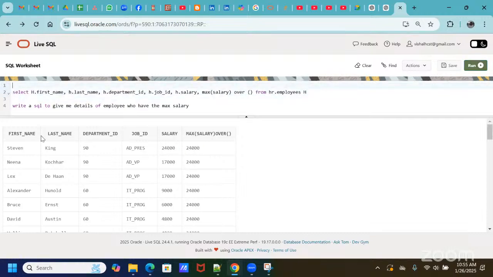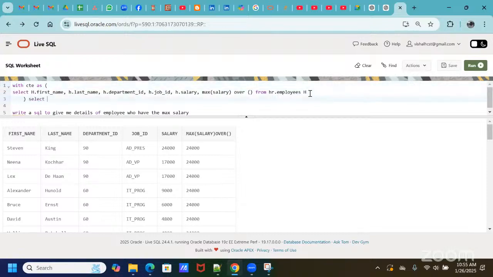If you want to know, write a subquery or write our CTE clause, with CTE as. If you know CTE, select star from CTE where salary equals max sal. Just give this column name as max sal. Run this query.